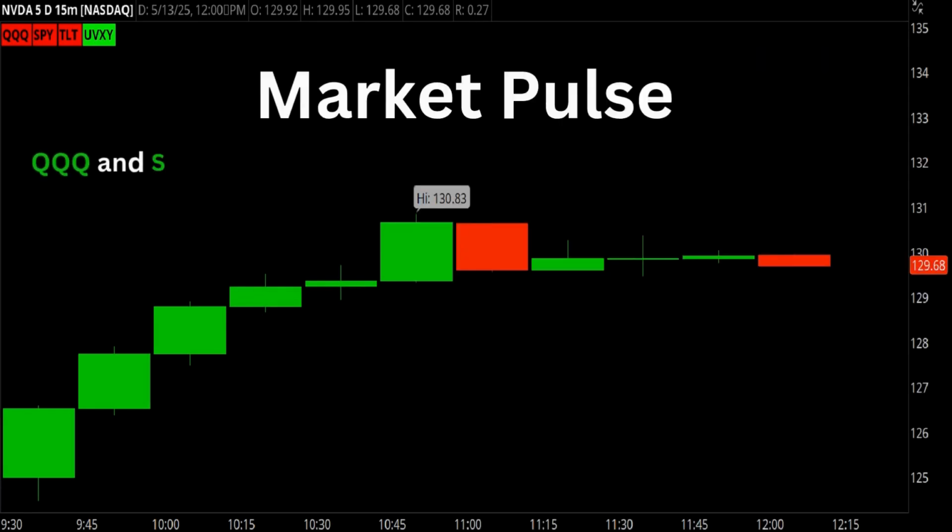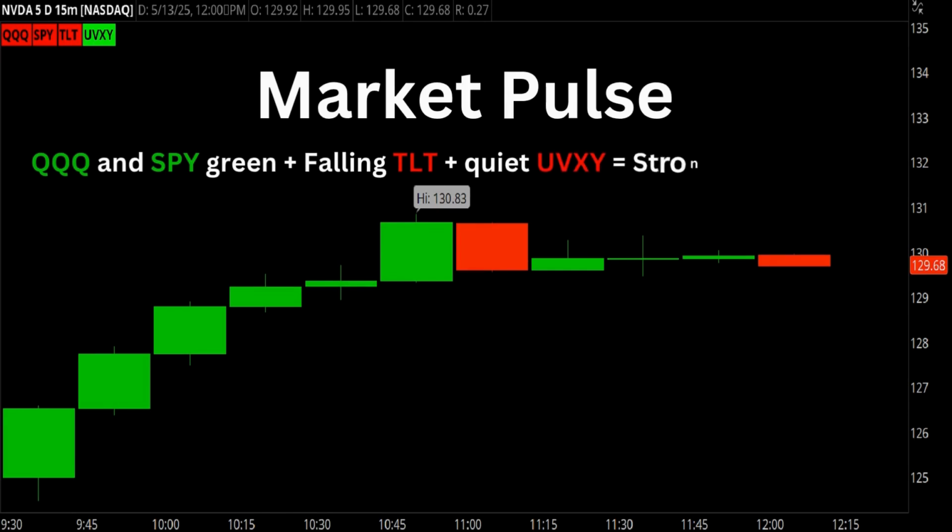The strongest buy setup unfolds when QQQ and SPY align green, TLT softens, and UVXY remains muted, exposing the true pulse beneath every price move. Trading with these synchronized signals brings clarity and confidence to any market approach. This makes the market pulse an invaluable part of any trader's toolbox.